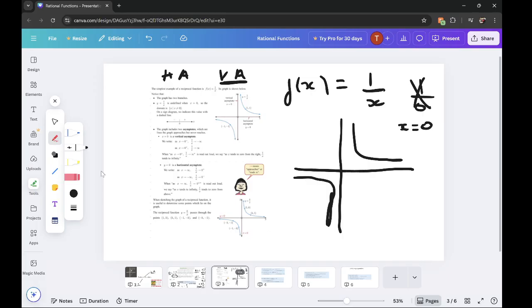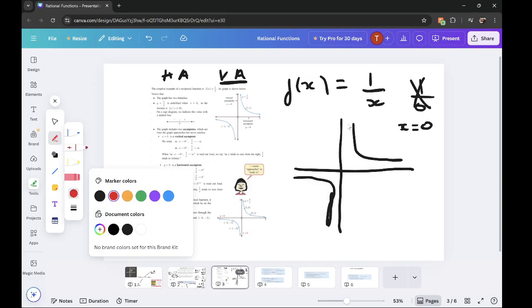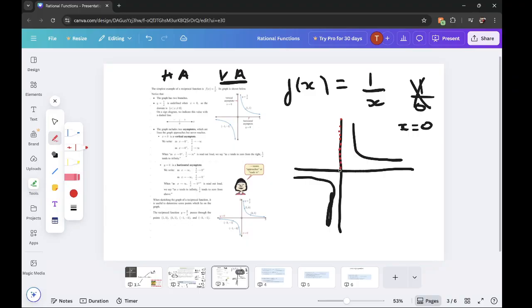That means that this line, let me just change color real quick. Yes, so this line over here is your vertical asymptote. So x is equal to 0 is your vertical asymptote. That's your vertical asymptote. Now let's look at y. Sorry, the vertical asymptote, yes.